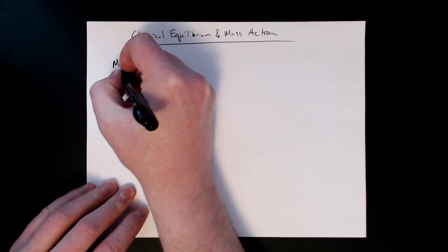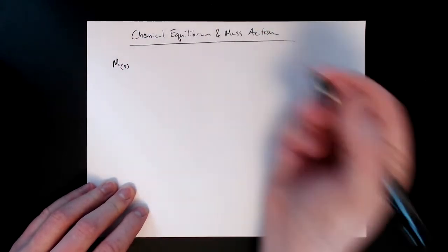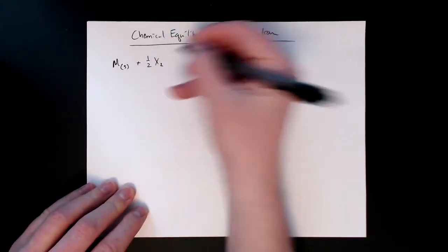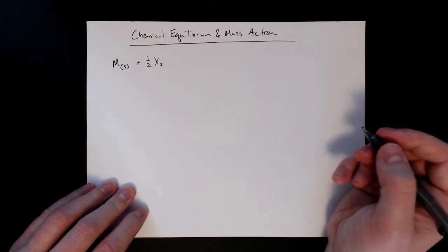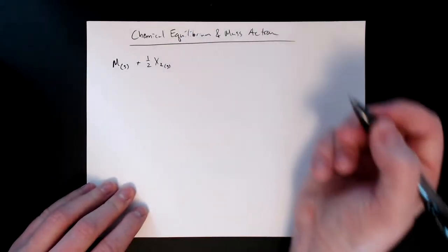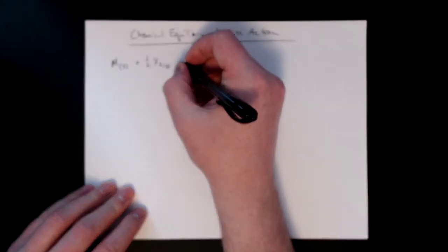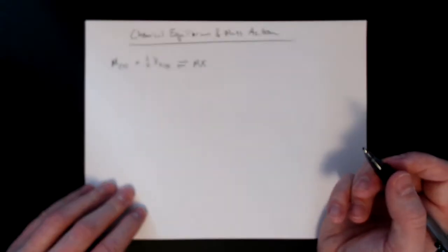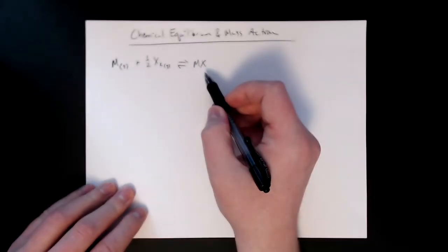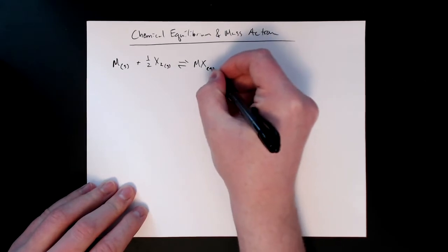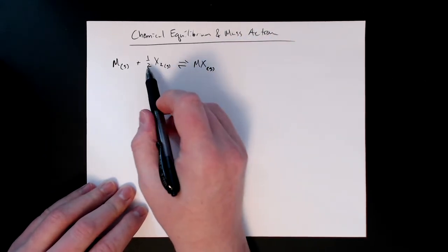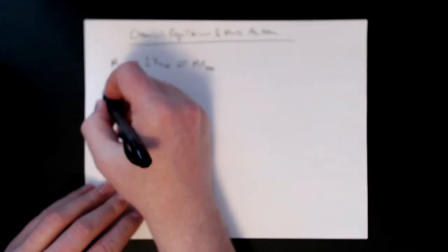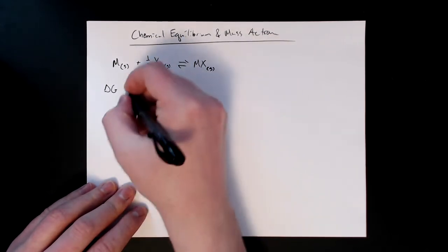So let's say we have a metal in its solid state plus a gas, so X2 as a gas, and it's a diatomic gas, like oxygen, for example, and it forms a ceramic material MX. And so because of that, this is a solid, and this gas, you only need 1/2 of it. All right, so we have a change in Gibbs free energy for this reaction.